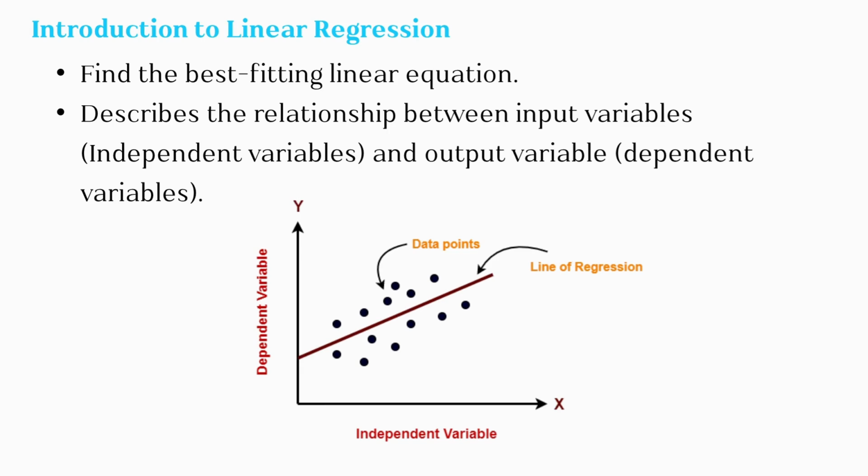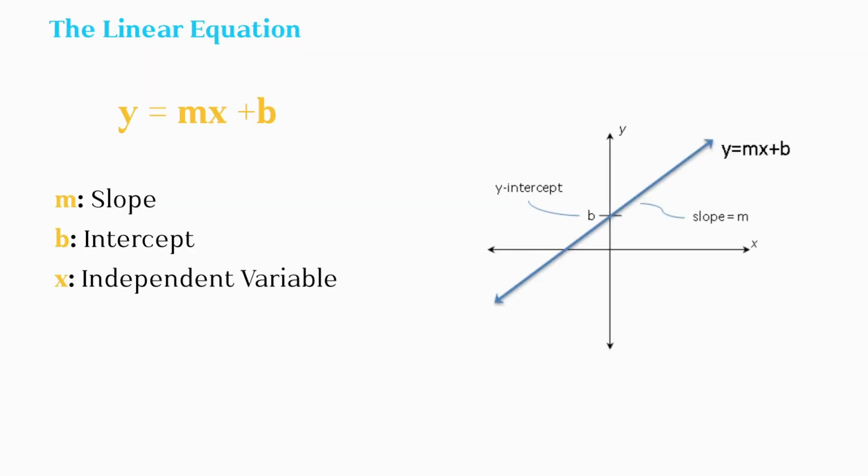The equation of a line in linear regression is written as y equals mx plus b. Here, m represents the slope of the line, which indicates how steep the line is. The b is the intercept, which tells us where the line crosses the y-axis. And x is our independent variable that we use to predict y.